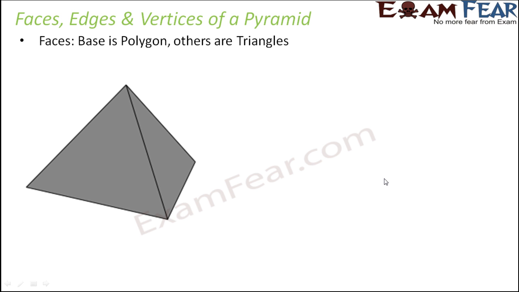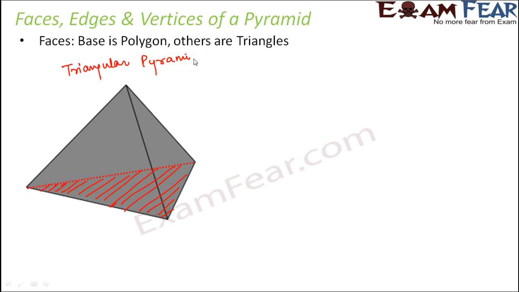So this one is a triangular pyramid. That means it has a triangular base. So let's say that this portion is the base of the pyramid. So we call this a triangular pyramid. So let us look at the number of faces, number of edges and the number of vertices in a triangular pyramid. Let's first focus on the faces.